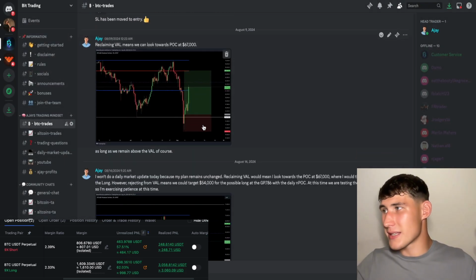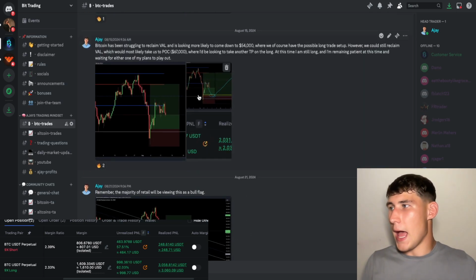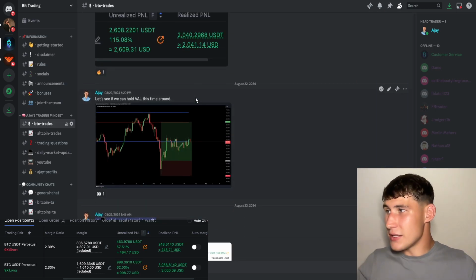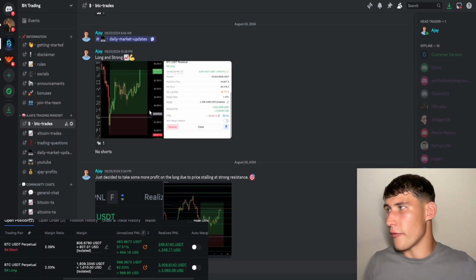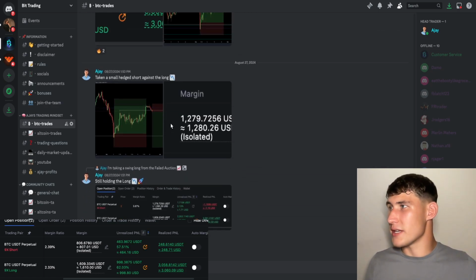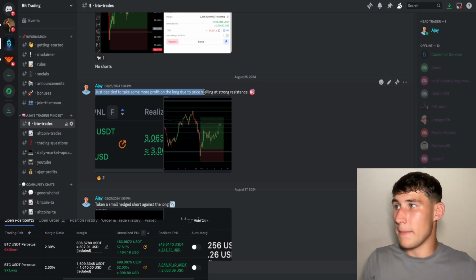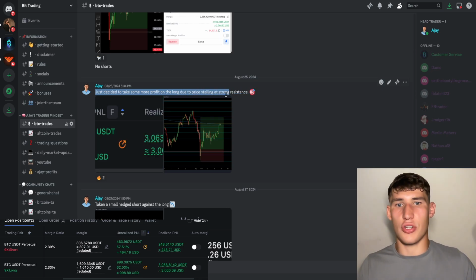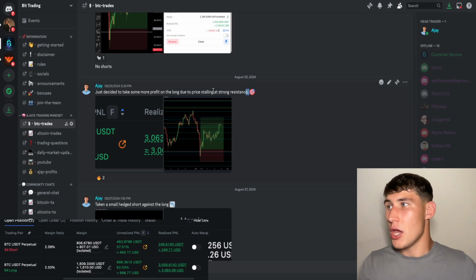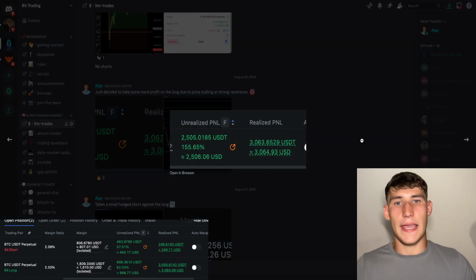And as you can see, price continued to rise. We continue to see new long trades coming in. And as price continued to rise, of course, I was taking more profits. As you can see, long and strong. We saw price increase. I just decided here to take some more profits due to price stalling at major resistance. So I did actually take some more profit off of the trade there. As you can see there, I realized $3,000 in profit on this trade.